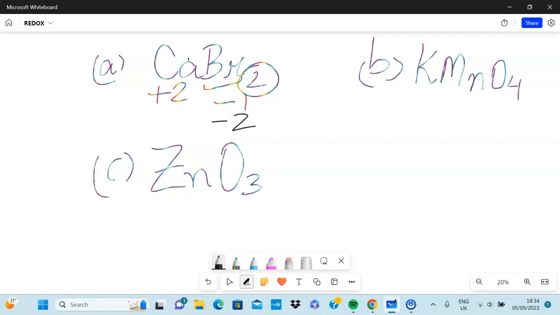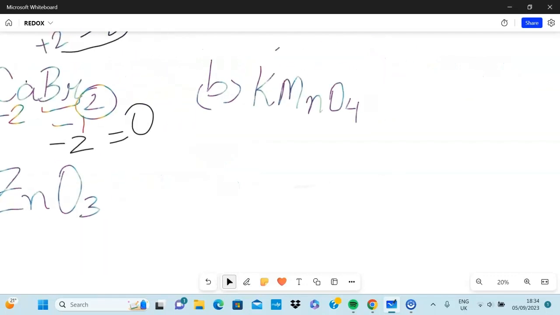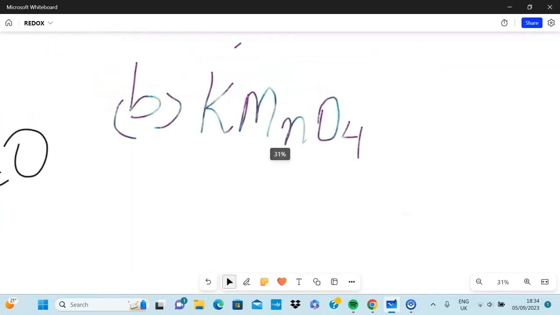Even though the oxidation number of Br by itself is minus 1, in this compound, to balance everything, it's minus 2, okay? So that would add up to 0. Plus 2 minus 2 is 0. Next one, extremely important. You'll see this quite a lot in exams.